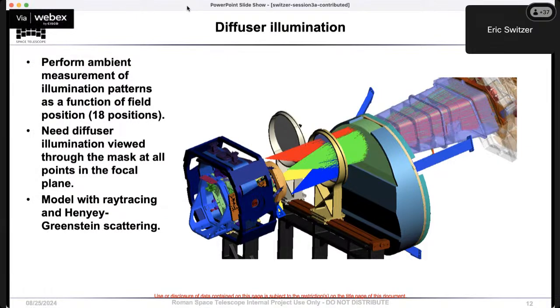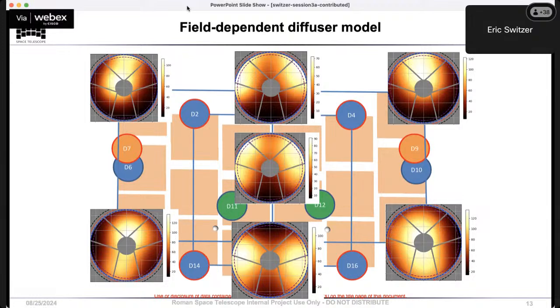Okay, so I mentioned that a key aspect of this is characterizing the illumination of the pupil by the diffuser. So for that, there was a dedicated pupil imaging campaign with a camera as a surrogate to the wide field focal plane that looks back at the diffuser through the pupil and its illumination pattern. That's at 18 field points, and then the full field of illumination is modeled using ray tracing and a model of scattering through the diffuser. So that's shown in this figure, where you can see the illumination pattern as a function of field position.